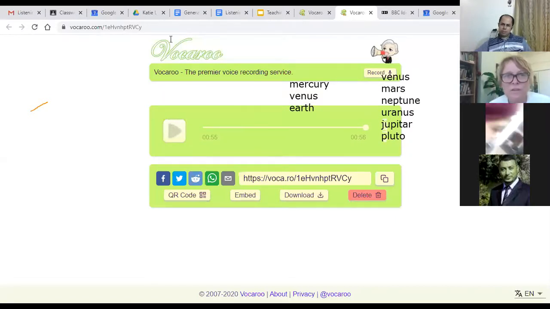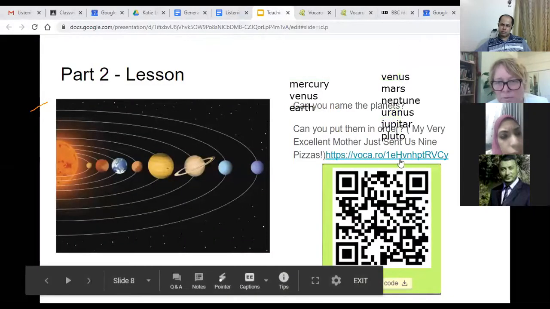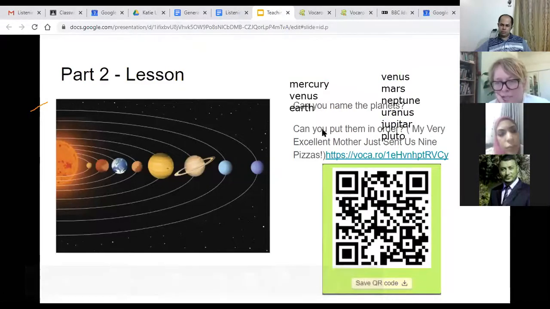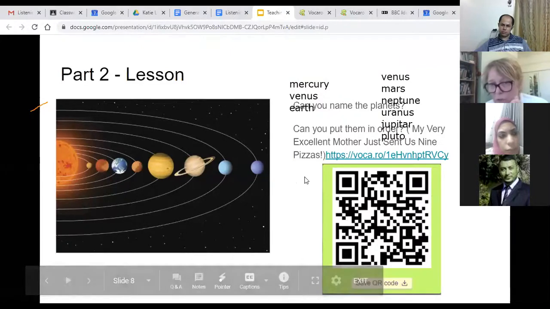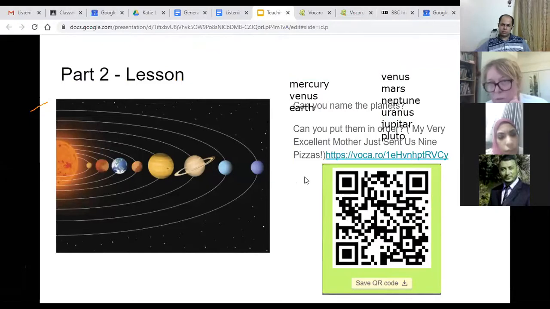Okay, so this type of activity, we would ask the students to go into their breakout rooms and share what they have written down. Now, you could play that audio two or three times. There's also a QR code that goes straight to the audio. So if your students have a phone, all they need to do is take a photograph of it, and then they have the audio. So this is a really useful app to use.